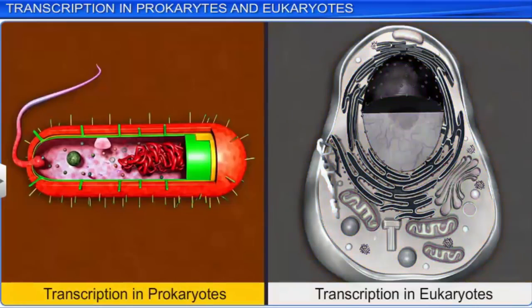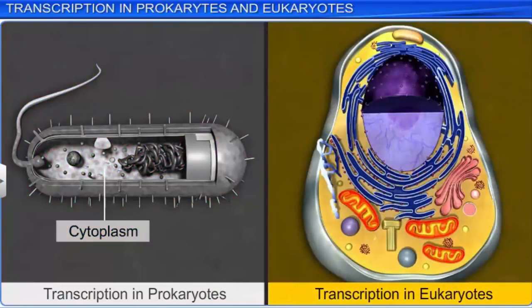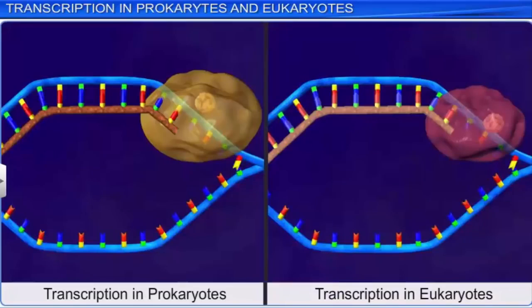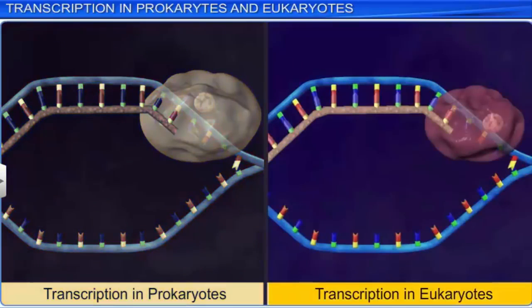Unlike prokaryotic transcription, which occurs in cytoplasm, in eukaryotes, transcription occurs in the nucleus. There is only one RNA polymerase in prokaryotic transcription. However, eukaryotic transcription involves at least 3 RNA polymerases.